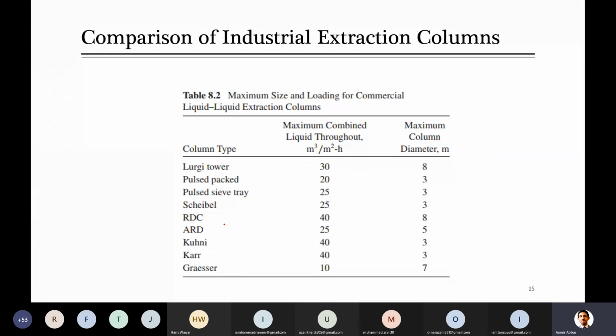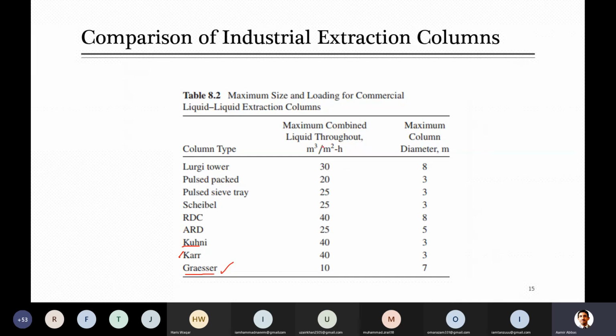And as I mentioned, there are two others. One is Coney, which is quite close to the Scheibel column with some modification, and this Graesser, which is quite close to the Karr. This kind of equipment is vertical, but the Graesser kind of equipment is horizontal. So they are just close to each other in design.